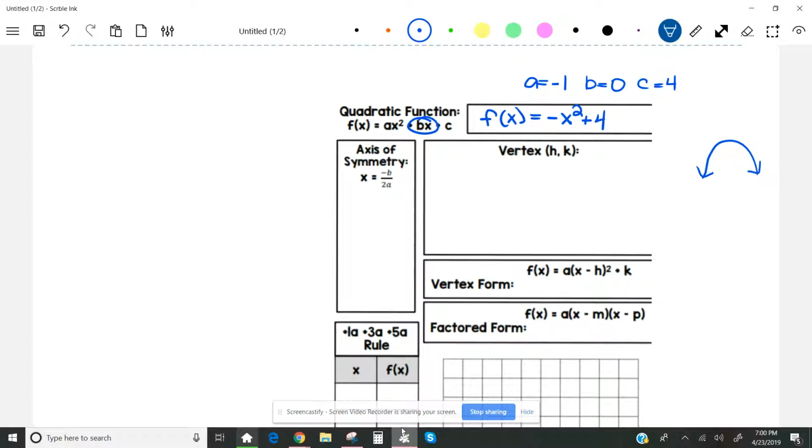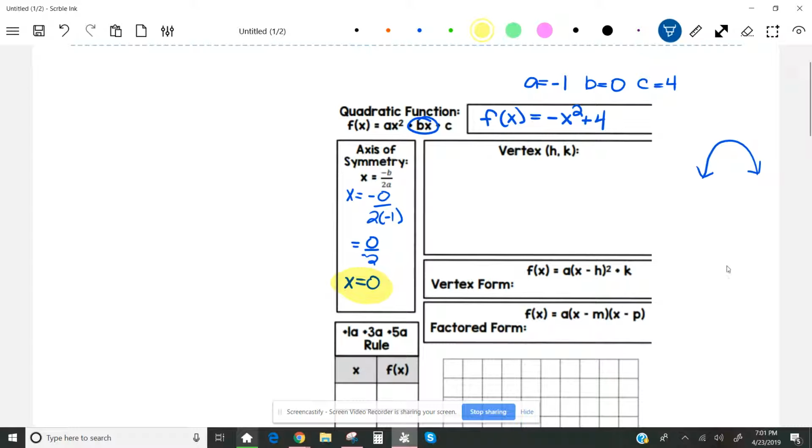So we have our axis of symmetry, which we're just going to substitute everything in like we previously have been doing. So I have negative 0 over 2 times negative 1. Of course, we can't have negative 0, so it's just going to be 0 over negative 2, which ends up just being 0. So that is our axis of symmetry.